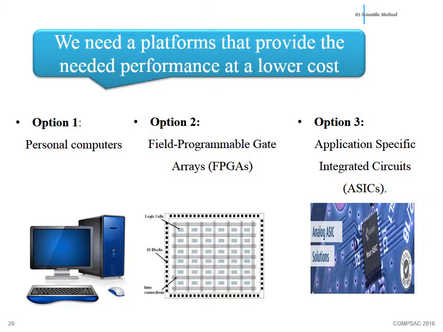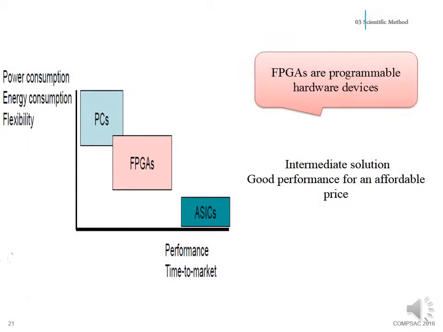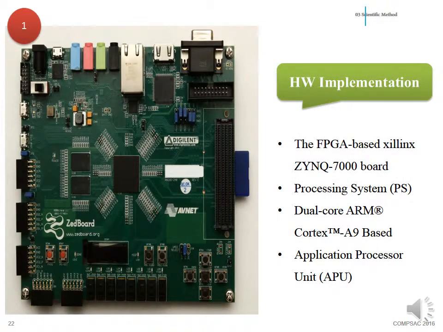Now we have Smith-Waterman as the algorithm to be used in our solution. We want to accelerate this. For the hardware implementation, we compared three options: personal computer, FPGAs, and ASICs. The FPGA is an intermediate solution with good performance for an affordable price. Our hardware platform is the Zynq 7000 board from Xilinx, with a dual-core ARM Cortex-A9 and 53K LUTs.